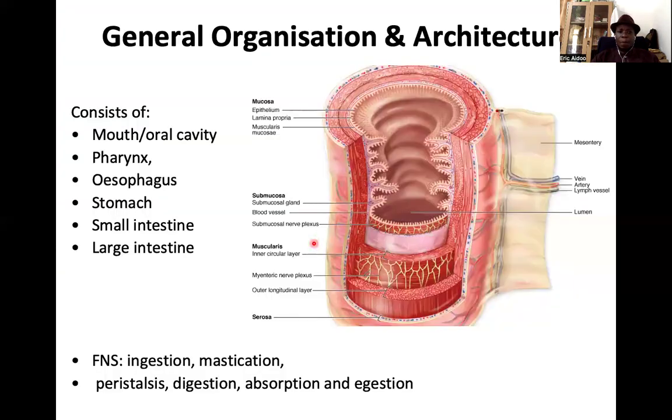Okay. So we look at the general organization and architecture. We will see that you have the mouth or oral cavity, which we will cover.